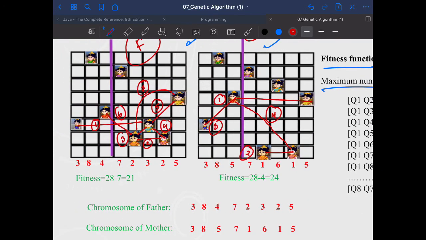If you look at the first one, the chromosome of the father, 3 is the position of one queen, 8 is the position of the second, 4 is the position of the third queen, and this is how you write the chromosome sequence. And in the exam you might be given this, or you might be told to make your own chromosome sequence.